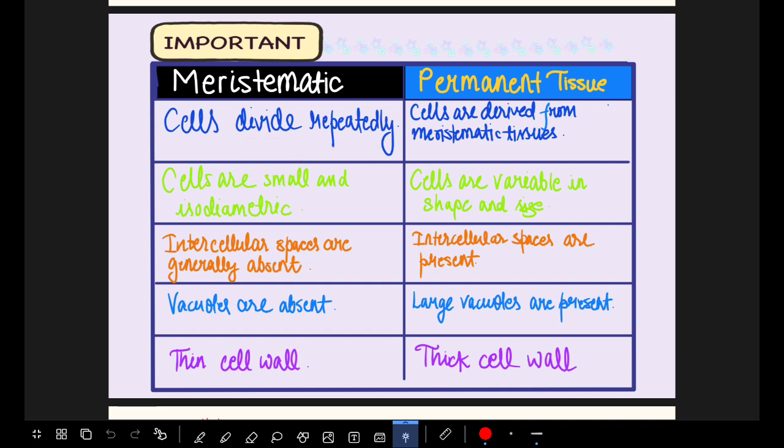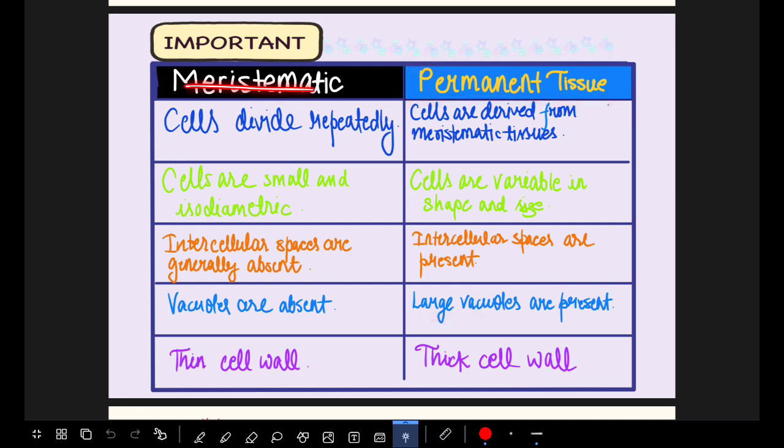Meristematic tissue has dividing capacity, whereas permanent tissue has lost its dividing capacity. Cells in meristematic tissue are very small and isodiametric, meaning same diameter, whereas in permanent tissue the cells are variable in shape and size, as you have studied. Intercellular spaces are generally absent, whereas in permanent tissue they can be present or absent. Meristematic tissues have no vacuoles. Why? Because their function is dividing. Their function is reproduction, not storage. Whereas permanent tissue has the function of storage, so it has large vacuoles, and they are also matured cells. So matured plant cells have vacuoles.